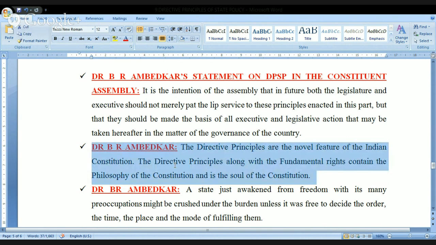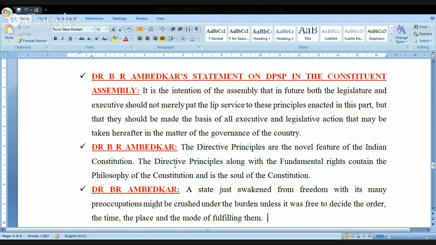The directive principles are the novel feature of the Indian Constitution. The directive principles, along with the fundamental rights, contain the philosophy of the Constitution and is the soul of the Constitution. Kindly remember, sometimes you will come across the words philosophy of the Indian Constitution. Whenever I am using the word philosophy, we are talking about the fundamental rights plus the directive principles of state policy. So these are the statements that are given by Dr. B.R. Ambedkar. Look at this next one.